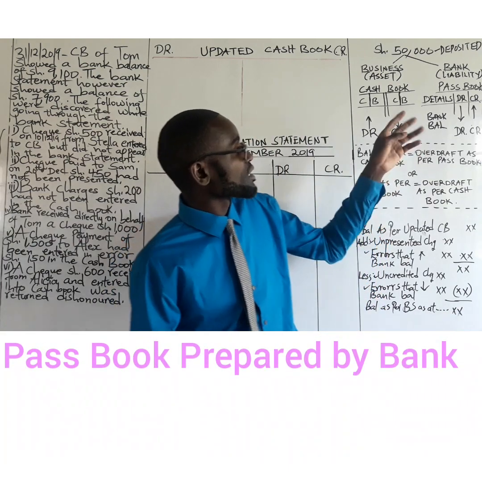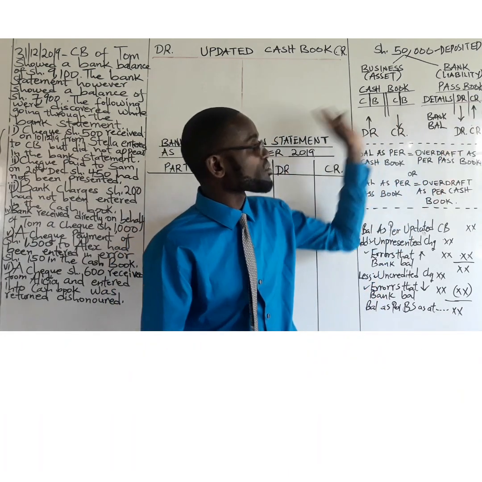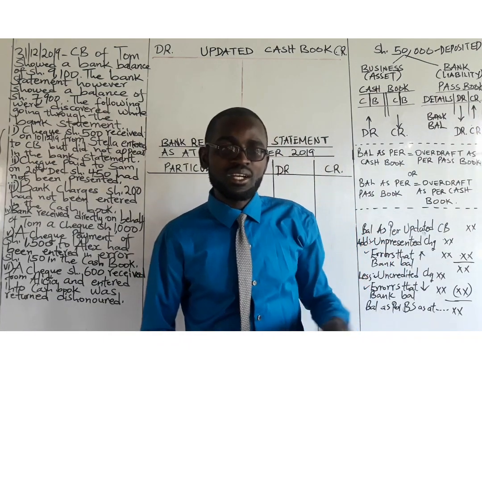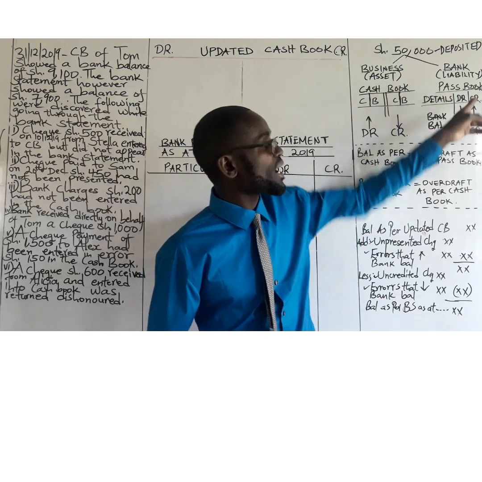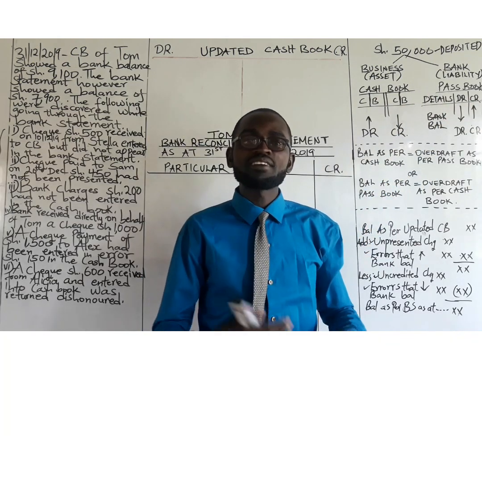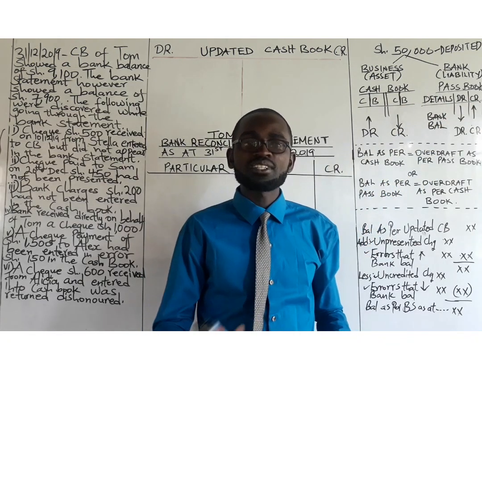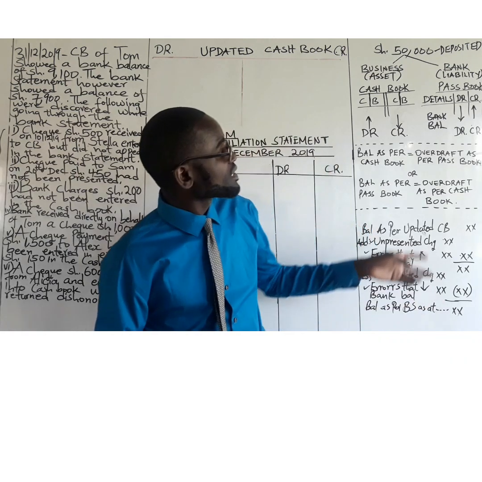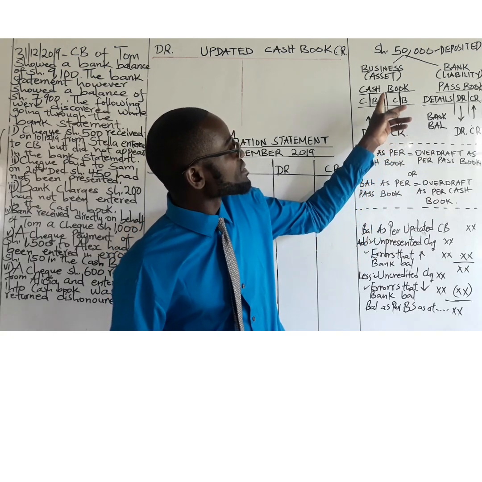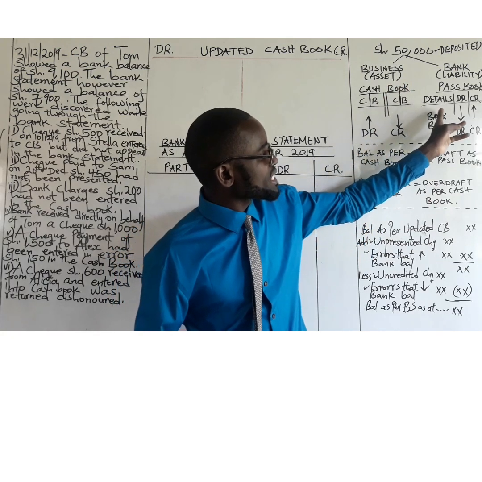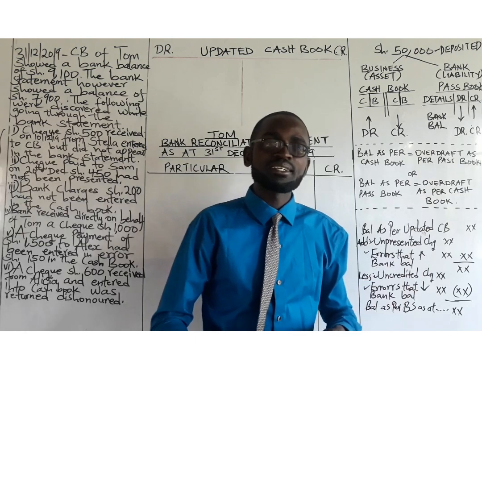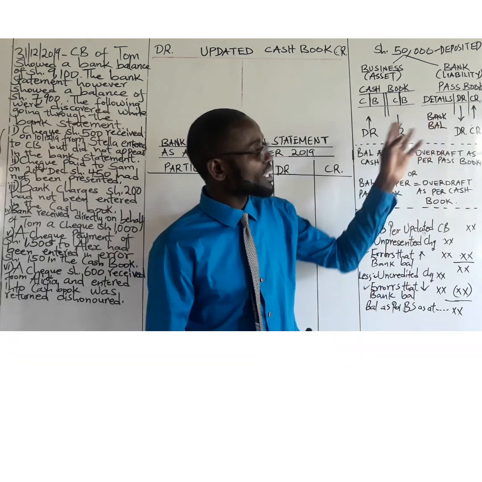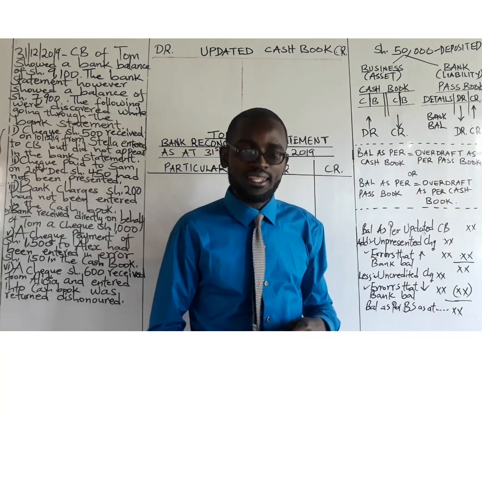For example, there was an overstatement in either of the books, or there could be some checks which have been issued to the bank, but the bank has not yet credited. Or maybe you could have some checks which have already been presented to the bank but have not yet been credited in that case. So it means one book balance is going to be higher than the other.